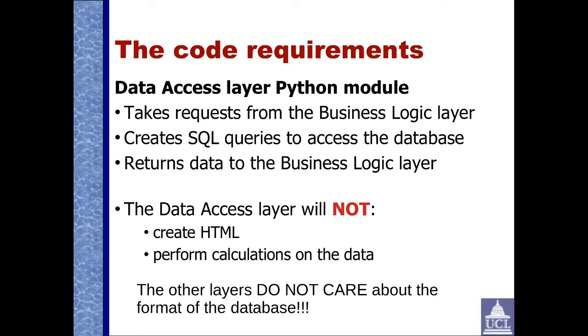So the key point here really is that the other layers will not care about the format of the database. They don't care whether it's all in one big table or it's in 100 different tables, or indeed whether the data might be stored in XML or some sort of NoSQL database, or indeed even in flat files. It's up to the data access layer to deal with all that and simply take requests for data and return data in the required format. What goes on beyond that, nobody else cares about.